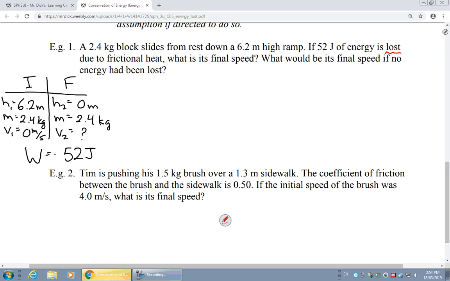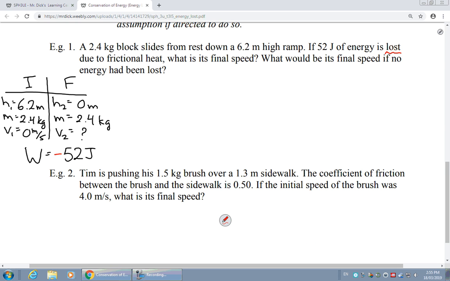So when I plug this in, I actually am going to plug it in as negative 52 joules because the energy is being lost. If this was some new energy that was being gained, maybe if somebody gave this block an extra push down the ramp, then that would be positive work being done, and I would plug in a positive value for W. In this case, though, it's energy being lost or taken away, and so when I add that work value in, I'll actually be adding a negative, which is what's actually going to take away those joules of energy.